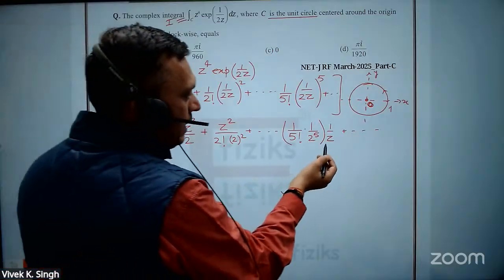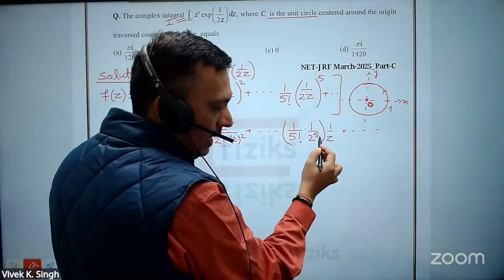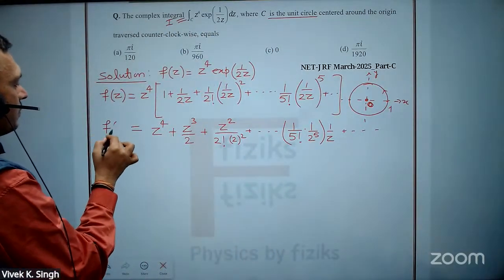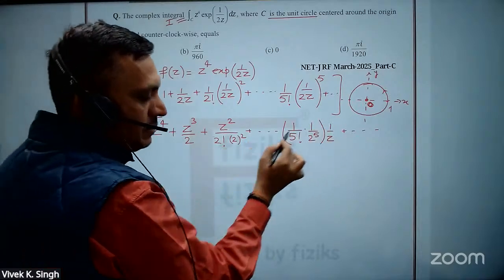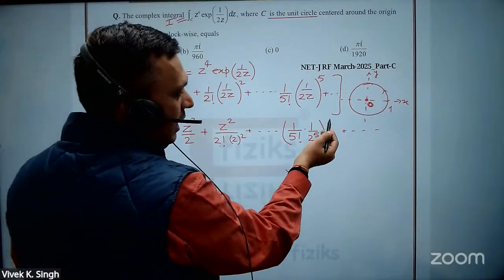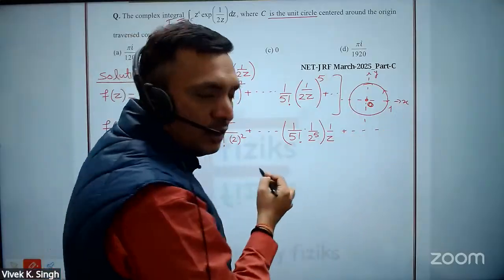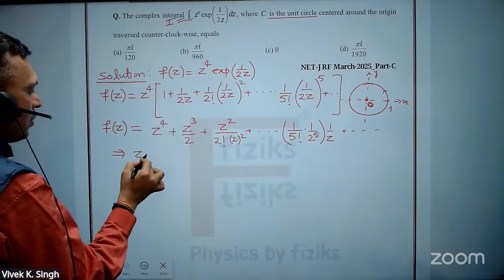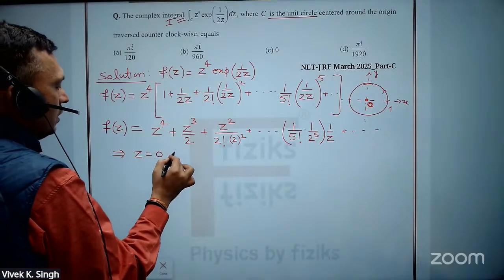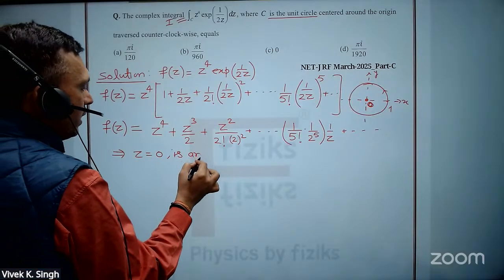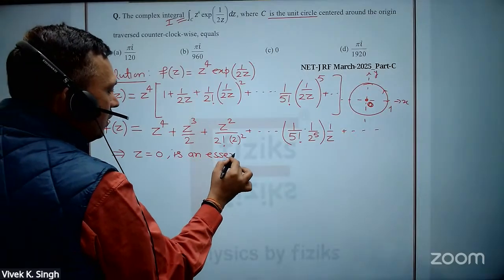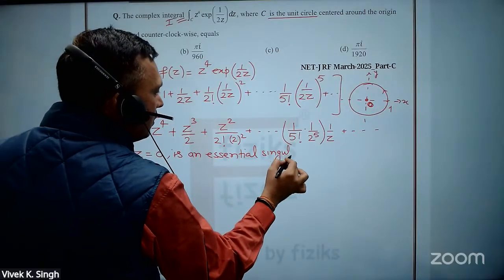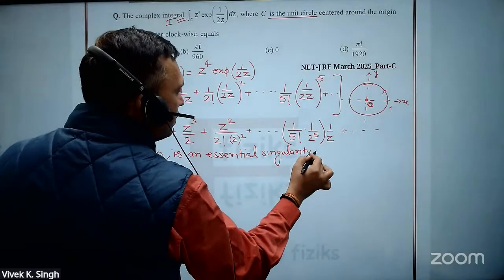So you will get negative powers of z and there are an infinite number of terms. So it's a Laurent series. This f(z) represents the Laurent series and there are infinite negative powers of z. So z equal to 0 is an essential singularity at z equal to 0.